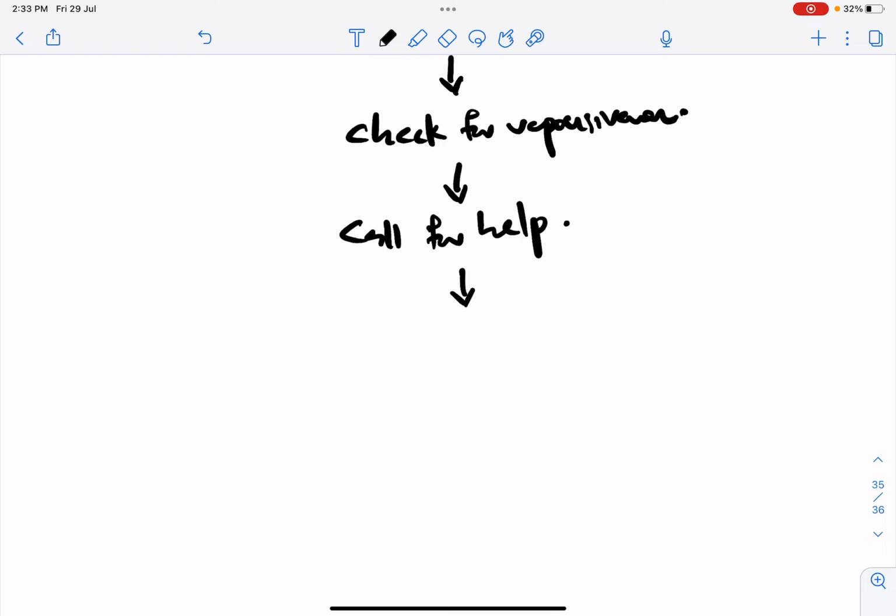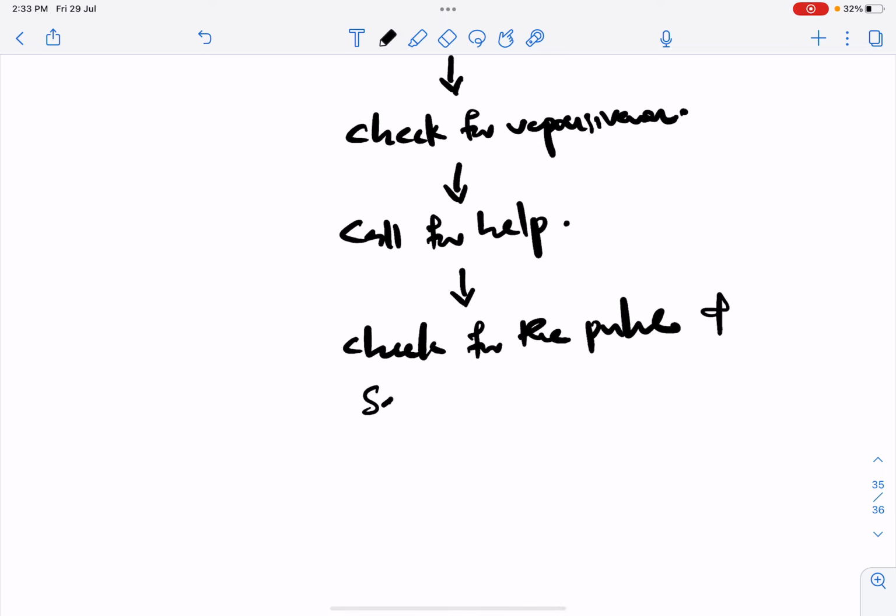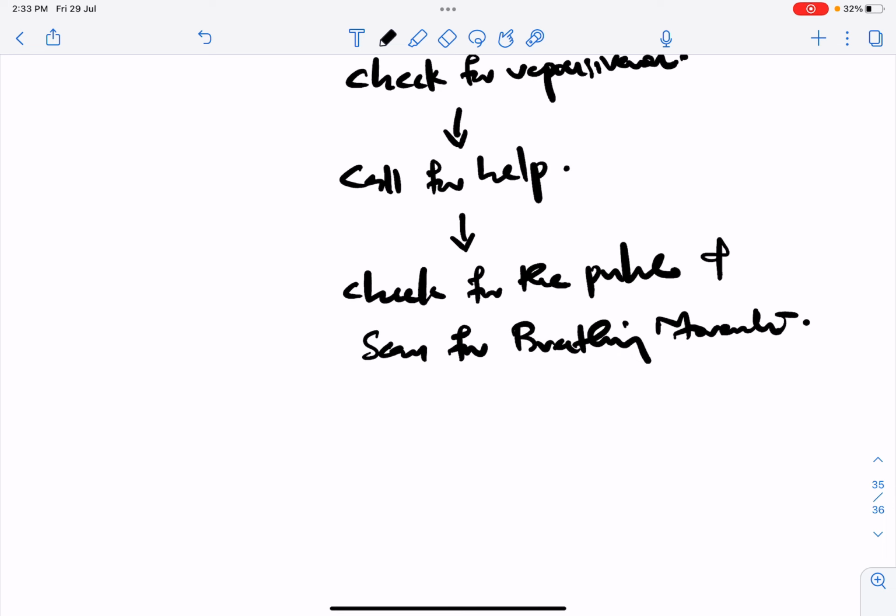Okay. And the fourth step, once you have activated the emergency medical service or the call for help has already been done, is to check for the pulse, and simultaneously scan for spontaneous breathing. Scan for breathing movements. You should check for the pulse at the central arteries, like the carotid or femoral artery, for at least 5 seconds but not more than 10 seconds.